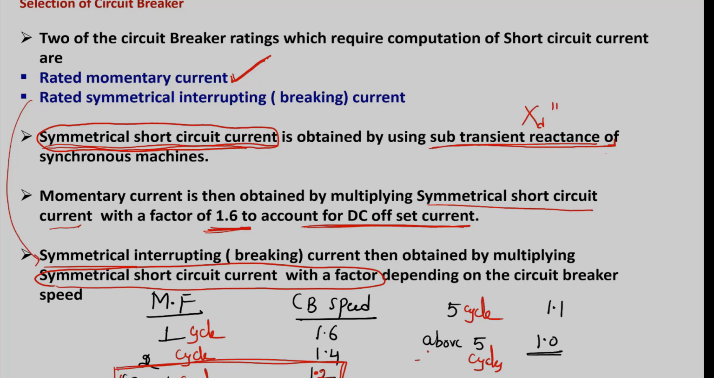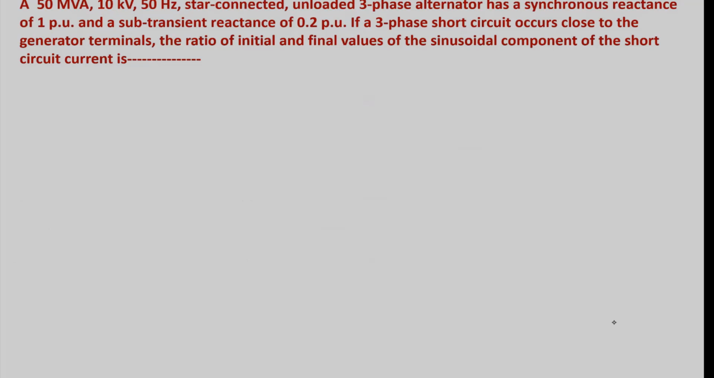Understand? So this is how we calculate momentary current. Momentary current is the highest current that flows immediately after occurrence of the fault. Symmetrical interrupting current is the breaking current of the circuit breaker, which is less than the momentary current. Read this question and try to answer.